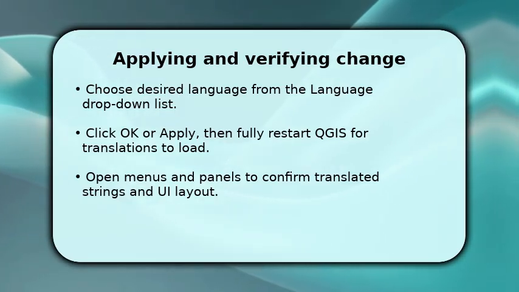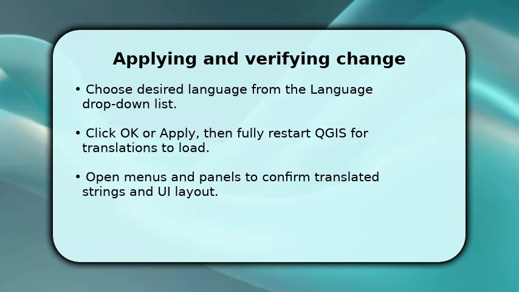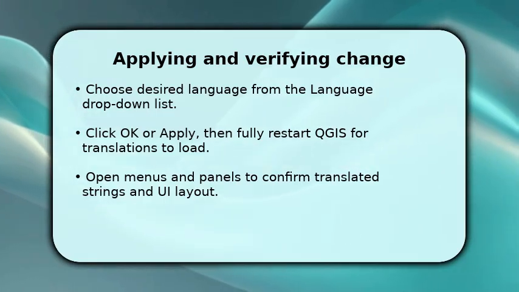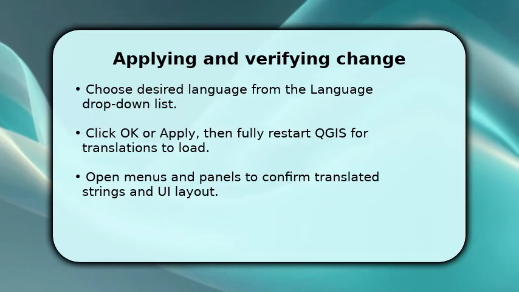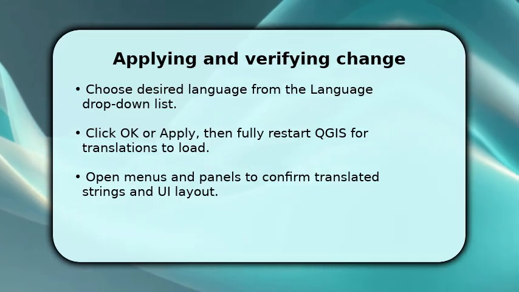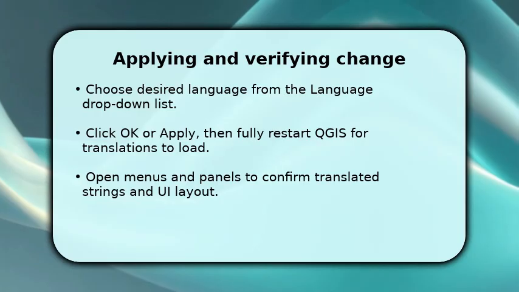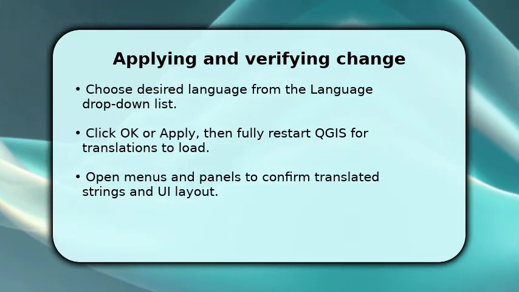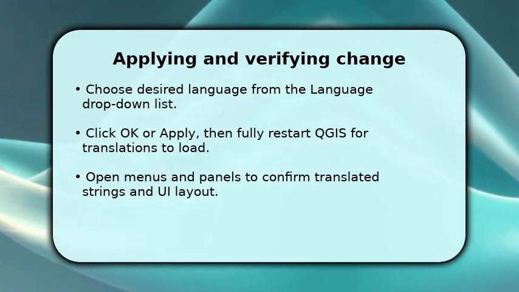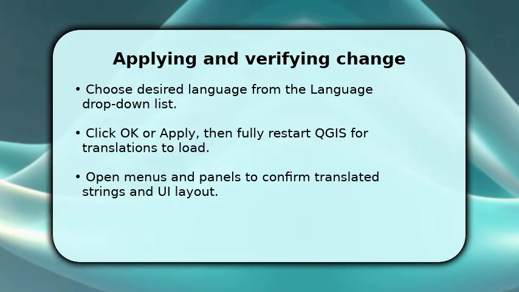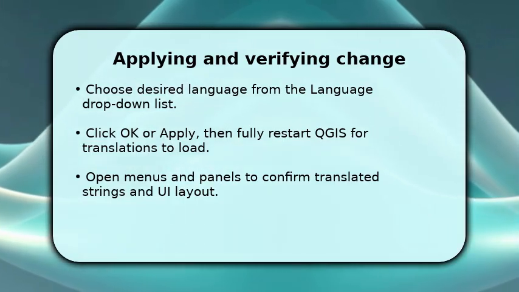Once done, fully quit QGIS and relaunch it so the translation files load into the interface. After restart, inspect core menus, toolbars, and panels to verify the switch. Make sure plugin text also appears translated if supported. If some strings remain in the original language, that indicates missing translations rather than a settings error.